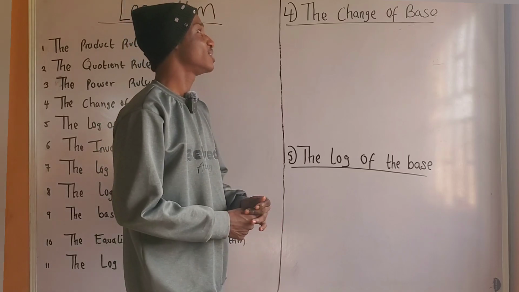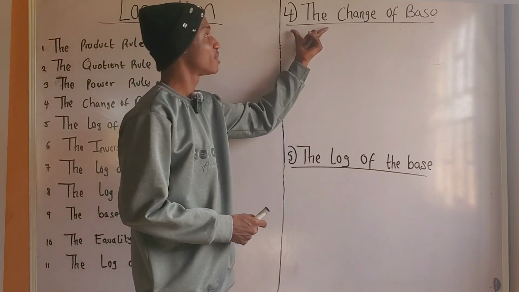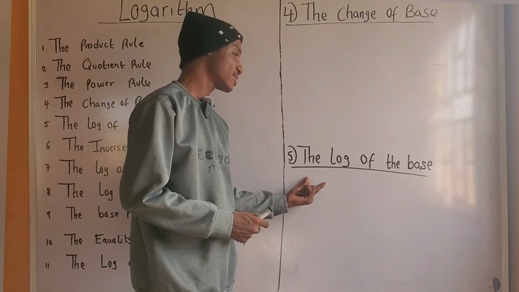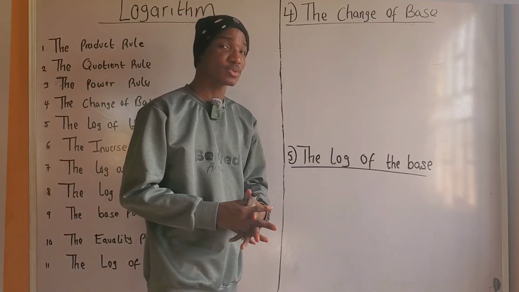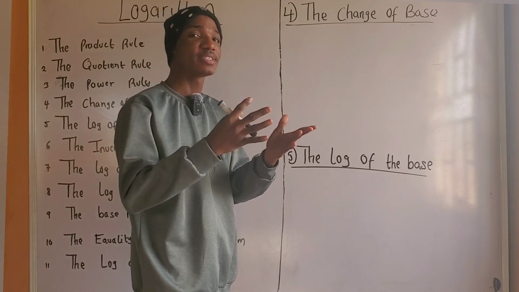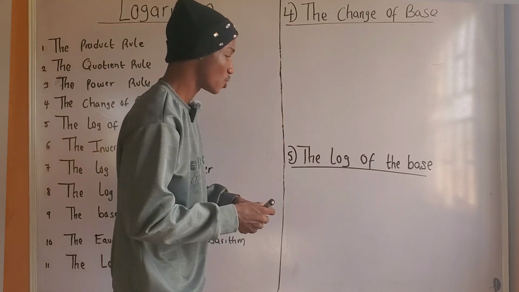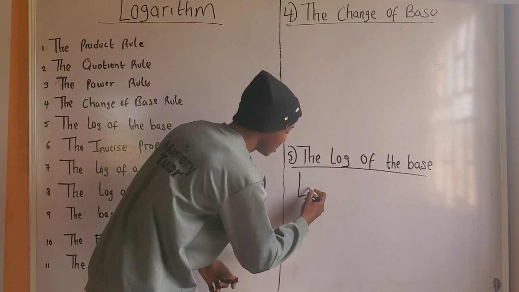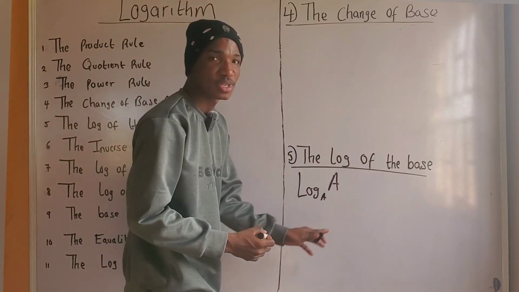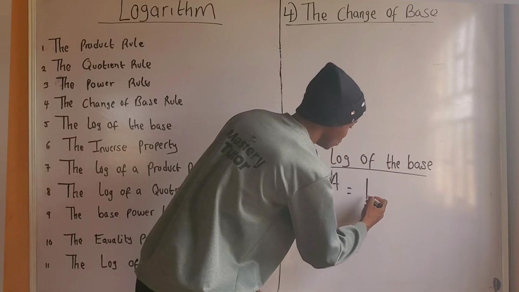Okay, let's look at the change of base formula. But before we look at this, I want us to talk about these properties of logarithm. That is the log of the base. That is, when you have the log of a number whose base is the same as that number, what are you going to have? For example, let's say you have log a and the base here is also a. What will be the answer? The answer here will be 1. Do you understand?